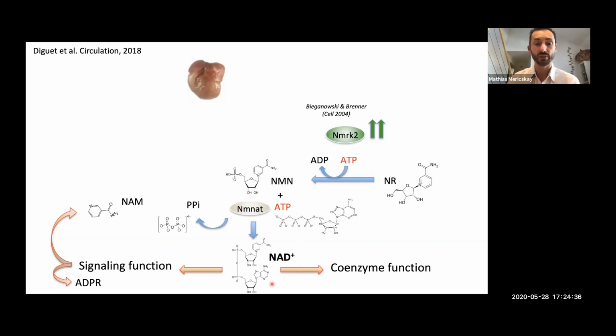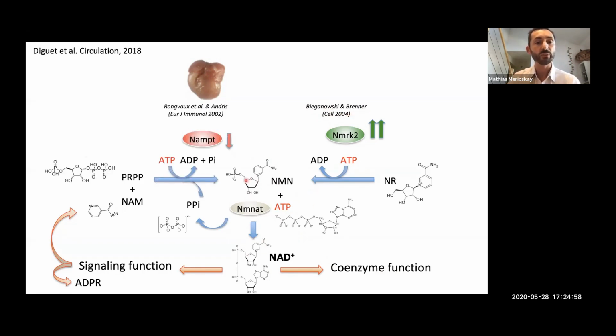in the process of synthesis for NAD, fused with an ATP moiety by the NMNAT enzyme to generate the dinucleotide. And as you know, as I mentioned previously, NAD is then used as a coenzyme or in its signaling functions. At the same time, we observed this very strong induction of NMRK2, which, by the way, was a new pathway for NAD synthesis, characterized in 2004 by Bieganowski and Brenner.